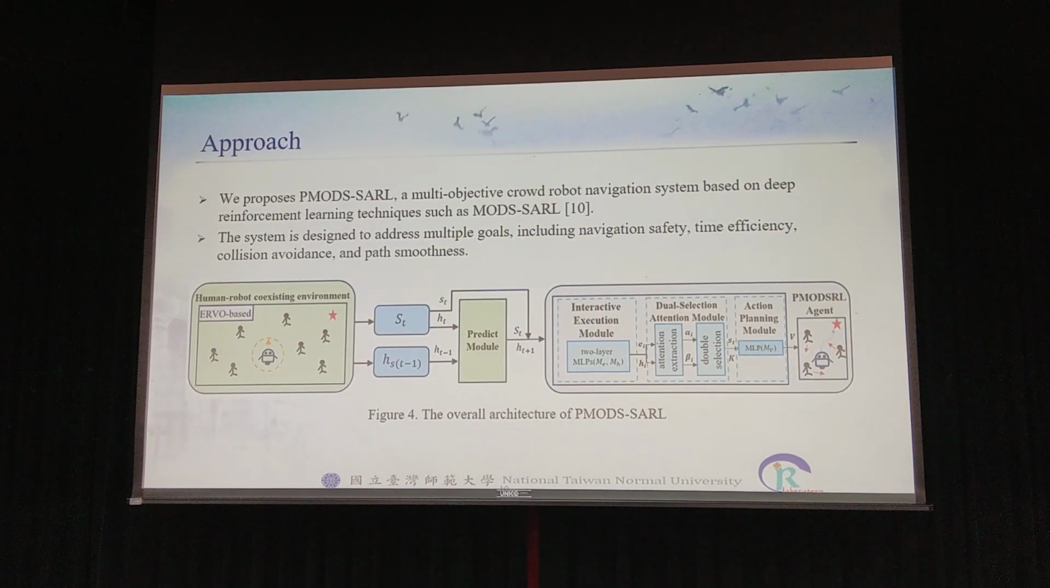And this is our effort, and we propose PMOD-SARL, a prediction multi-objective reward navigation system based on deep reinforcement learning such as SARL. The system is designed to achieve multiple objectives including navigation safety, time efficiency, collision avoidance, and path smoothing. The network can be divided into 4 parts. First is the prediction model. The second is the interaction extraction model. Third is the double selection attention model. And the fourth is the planning model.